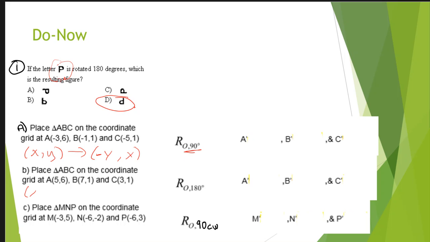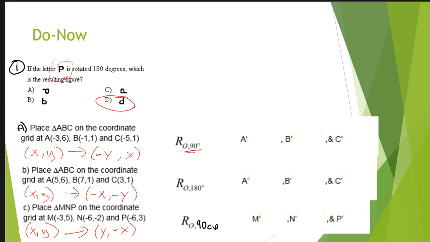When it's 180, they switch places. I'm sorry, they don't switch places, they change signs. When it's 90 clockwise, they switch places, and this time the x changes signs. All right, so let's just see what the new coordinates are going to be.